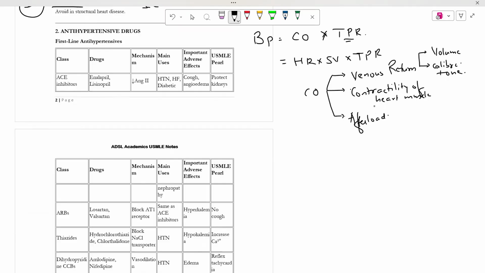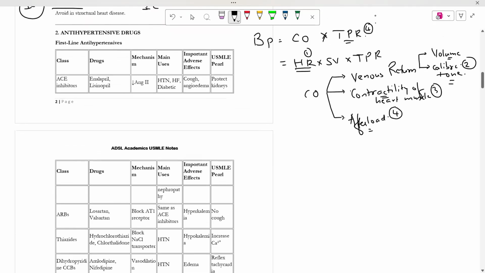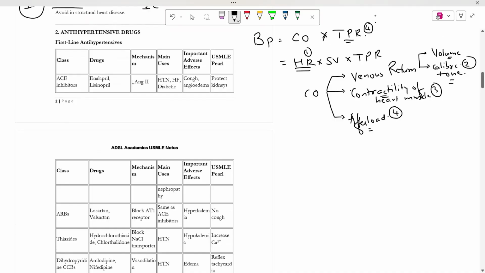Okay, so where can we have control? We can control heart rate, we can control the venous volume, maybe caliber, usually the contractility and the afterload. These four are the common places which we can control, and that is how we can get the blood pressure under control. So let us see various antihypertensive drugs. We start with an important drug class called ACE inhibitors.